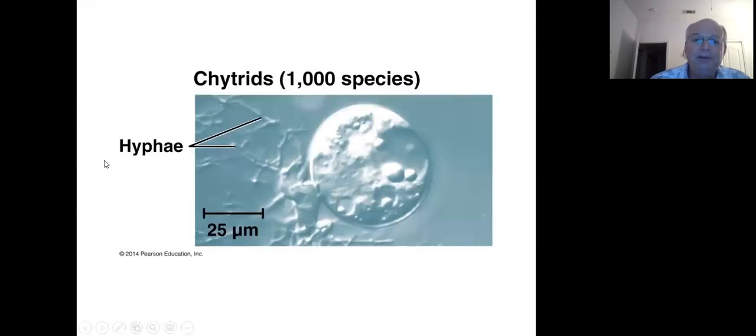So here you can see a picture of one of the unicellular chytrids, and you can see the hyphal structure growing out, very classical fungi. But then you have a cell wall around the outside of the cell that's made out of chitin. Again, very classic fungi.